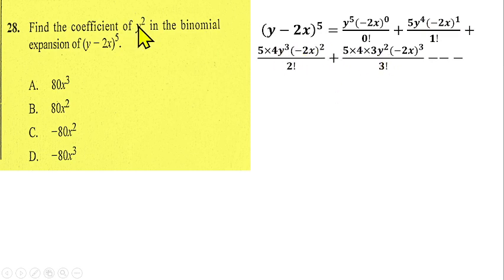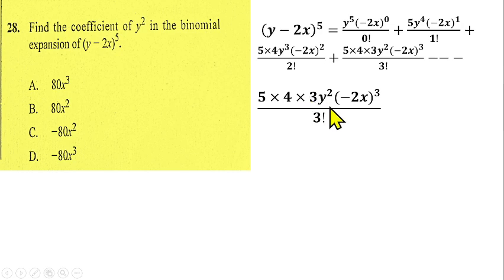We are going to the y raised to the power 2. This is y raised to the power 3, this is y raised to the power 4, y raised to the power 5. So the next one will be y raised to the power 2. How do we do that? The power come down again. You have 5 times 4 times 3. Remove 1 from the power, you have raised to the power 2. Then increase this one by 1, so minus 2x raised to the power 3 over 3 factorial. So that means we are working on this term, this one here. So we have 5 times 4 times 3y squared into minus 2x cubed over 3 factorial.